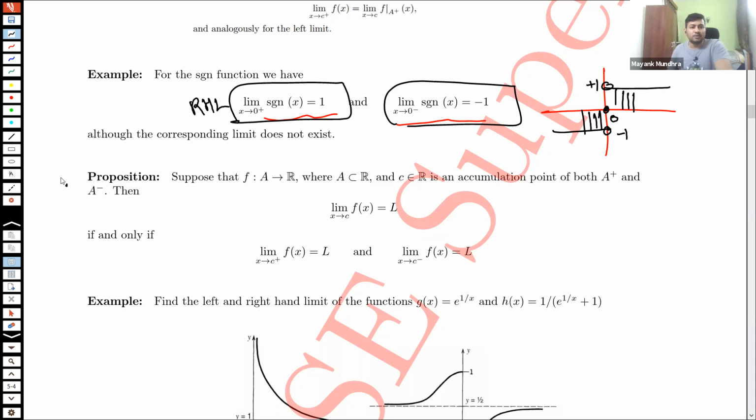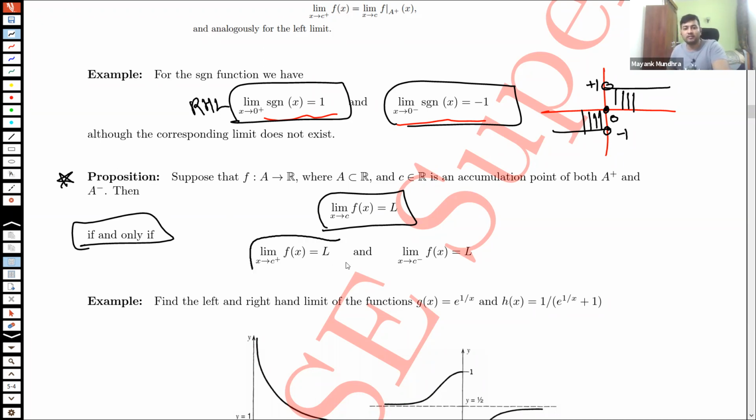So we say that this proposition is basically the most important thing: limit x tending to c of f of x is L if and only if. If and only if is a very important thing to say. If and only if means that if the left and right hand limits are both L, then the limit is L, and if the limit is L, it means both these things should hold. So if I establish that the left and right hand limits are equal, I have essentially established the limit of a function. Now, why is this proposition very important?